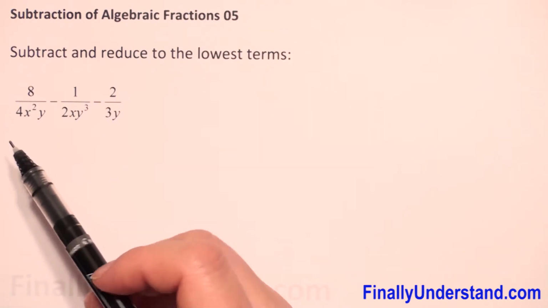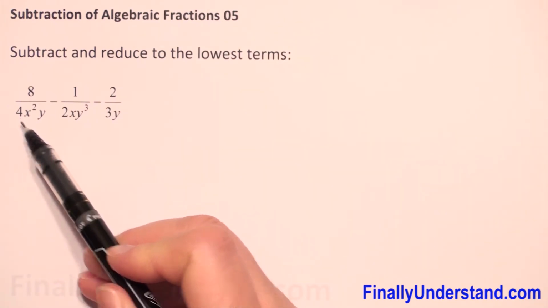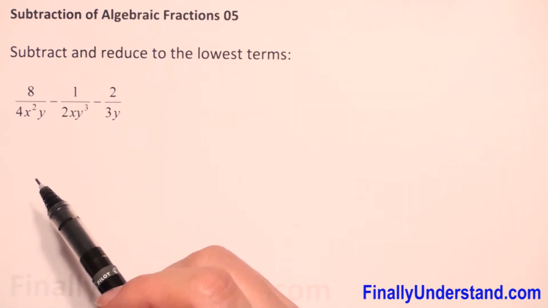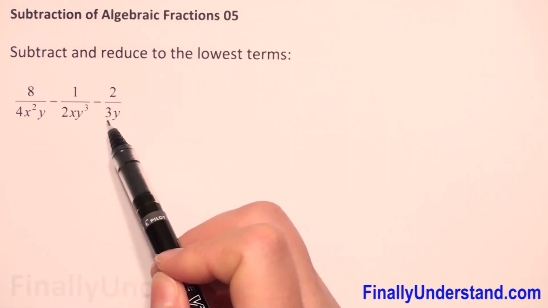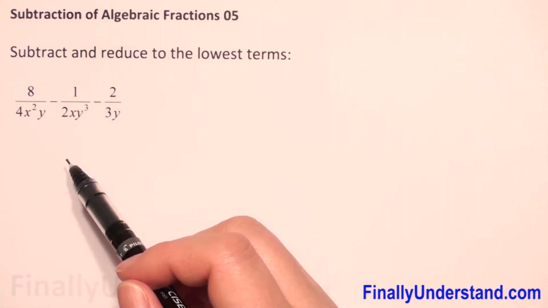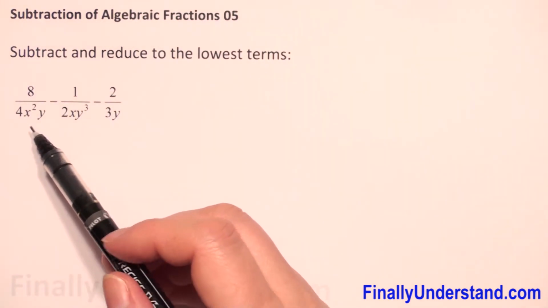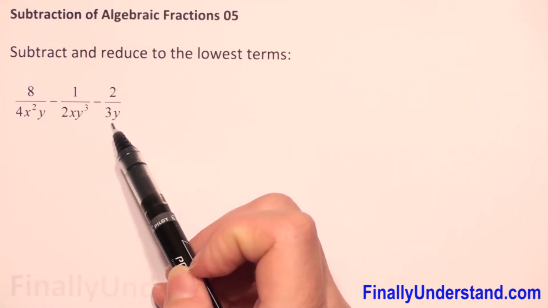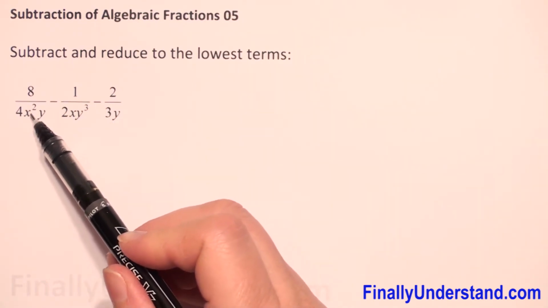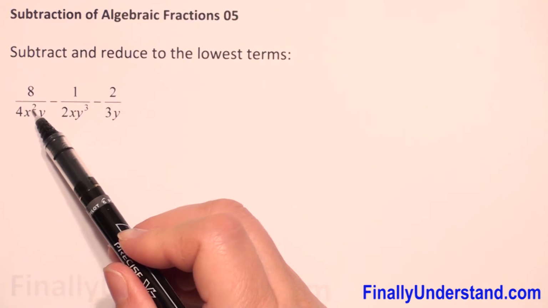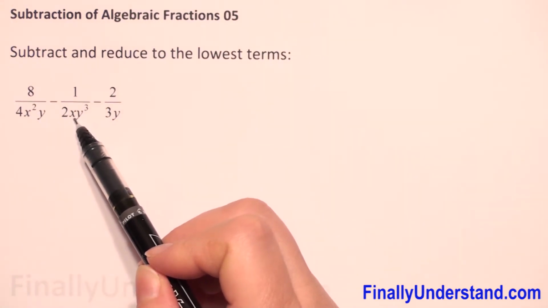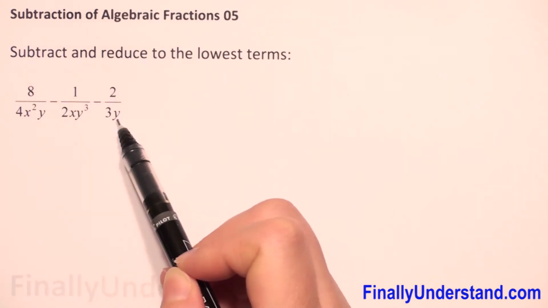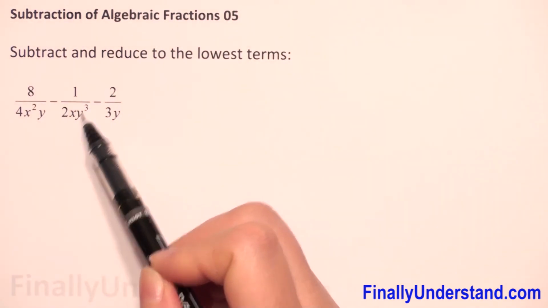So first we have to check the numbers. We have 4, 2 and 3. So the least common denominator for 4, 2 and 3 is 12. And next, when we have variables, we have to choose every variable which we have in the denominator with the highest power. We have x squared and x, so we have to choose x squared. We have y, y cubed and y, so we have to choose y cubed.